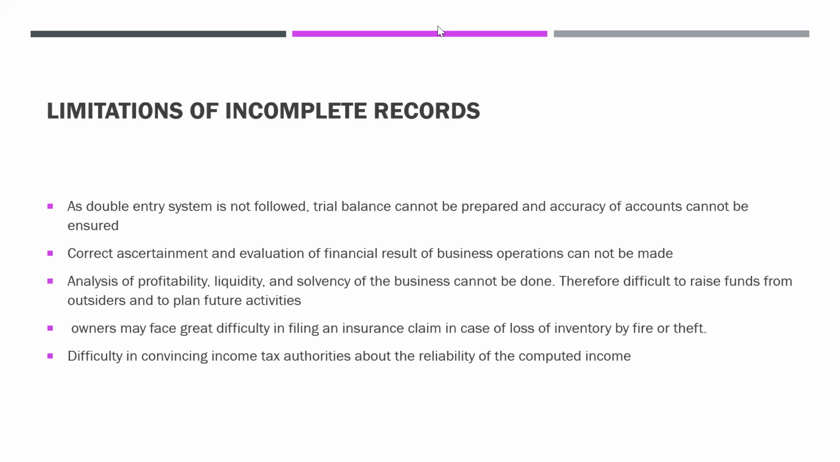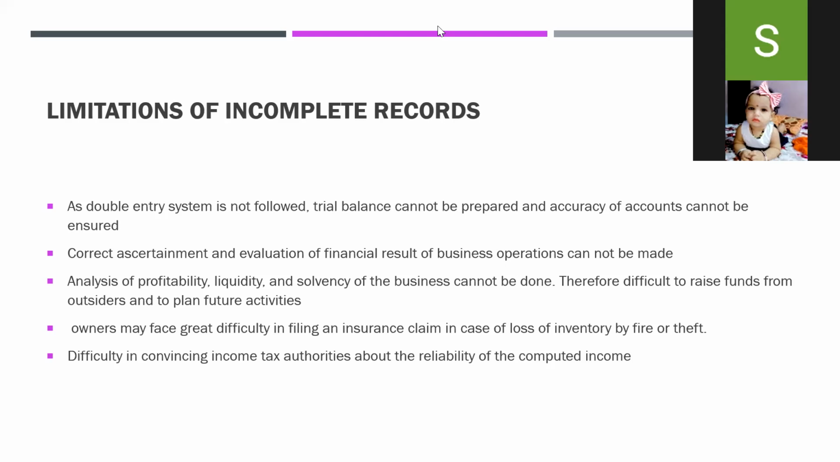We cannot analyze. When accounting is done correctly, accurately, then we can easily find out the profitability. We can analyze the profitability, liquidity, solvency position of the business. But here, because that analysis is difficult, therefore, to get funds from outside and to plan the future activity of the business is also difficult. Why will an outsider give money so easily to the business which is not maintaining double entry system?